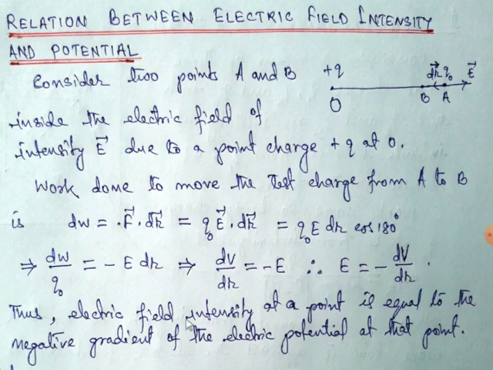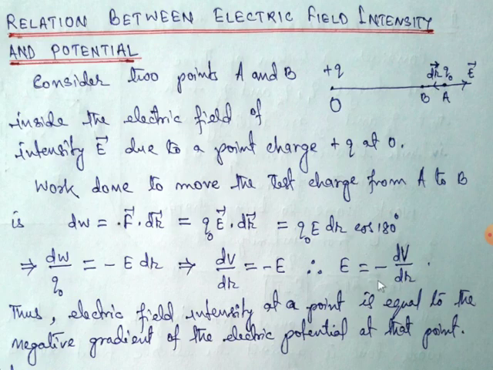So thus electric field intensity at a point is equal to the negative gradient of the electric potential, or you can say like this, electric field intensity at a point is equal to negative of potential gradient at that point. Got it? So now we come to know that this electric field E is equal to minus of potential gradient. What does this minus represent? That is the question. What does this negative sign represent?